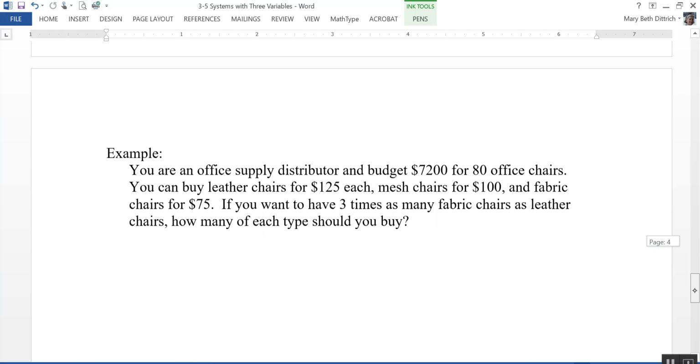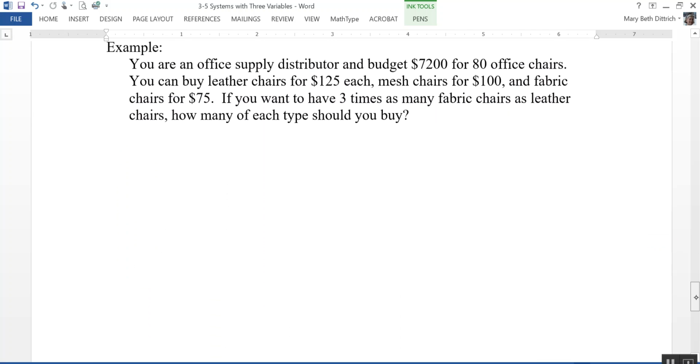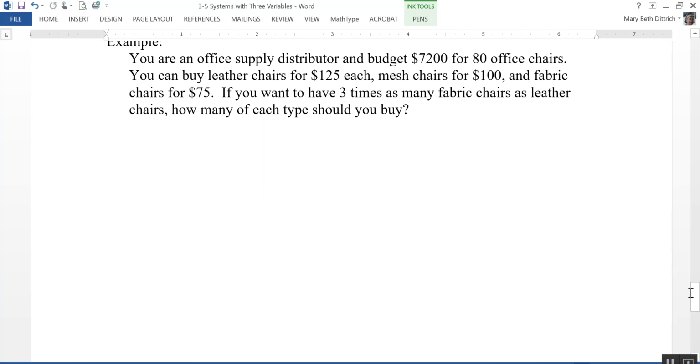We have a word problem that uses a system of 3 equations. Okay, you're an office supply distributor and you budget $7,200 for 80 office chairs. So that's really important. You have a total of $7,200 and you're buying 80 office chairs. You can buy leather chairs for $125 each, mesh chairs for $100, and fabric chairs for $75. And you want to have 3 times as many fabric chairs as leather chairs. How many of each type of chair should you buy?